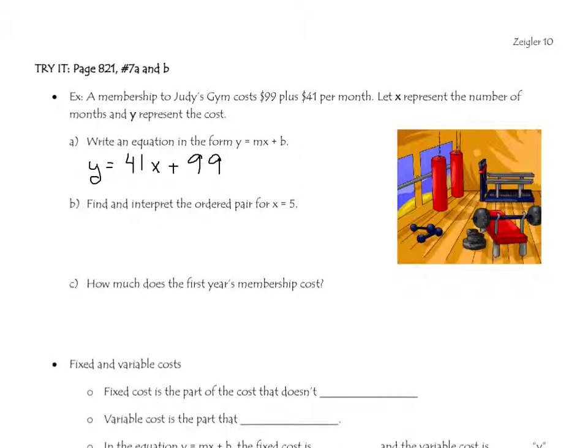Okay, so what if you're going to join for 5 months? Then you would say y equals 41 times the number of months, which is 5, plus 99, and if you work that out, you'll see that equals $304. So 5 months costs $304. So how much do you think the first year's membership costs? Pause the video and work that out, and then compare your answer.